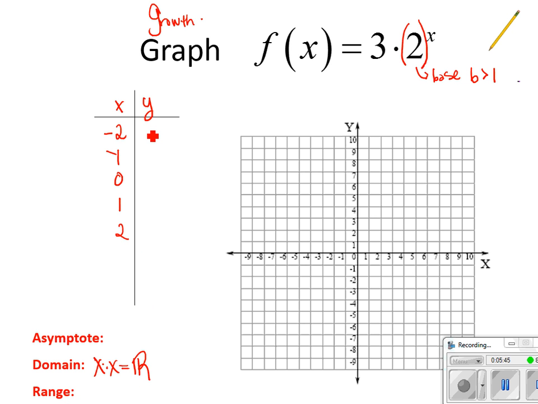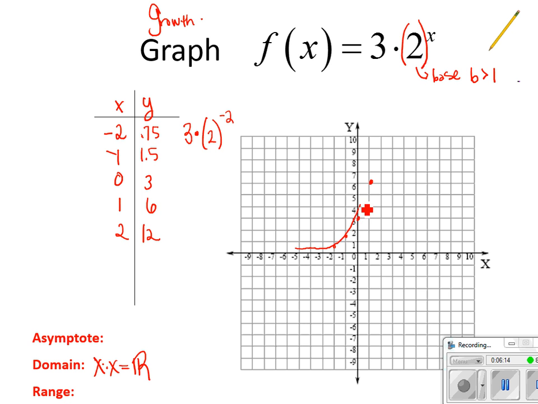Okay? Now we're just going to plug this into our calculator. 3 times parentheses 2 to the power of -2. That is going to give us 0.75. -1 will give us 1.5. 0 will give us 3. 1 will give us 6, and 2 will give us 12. So -2, 0.75; -1, 1.5; 0, 3; 1, 6; and 2, 12 is off my chart.